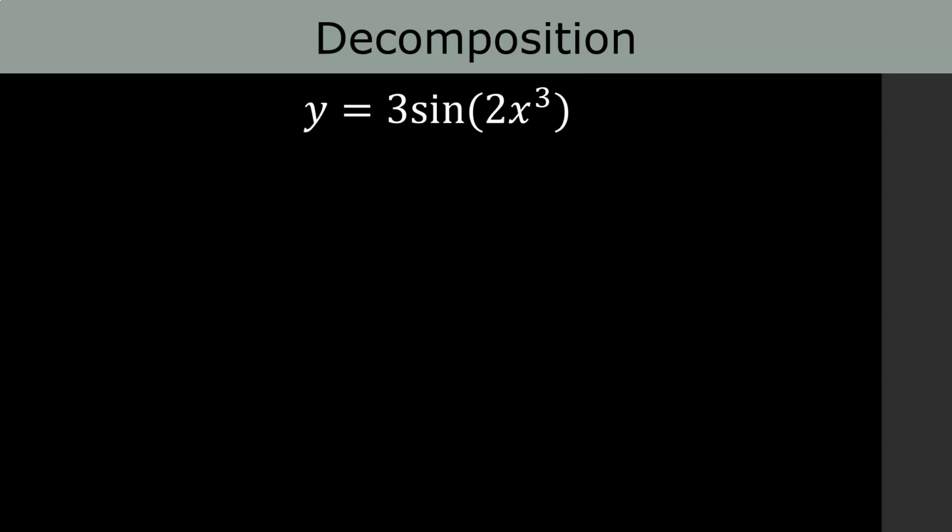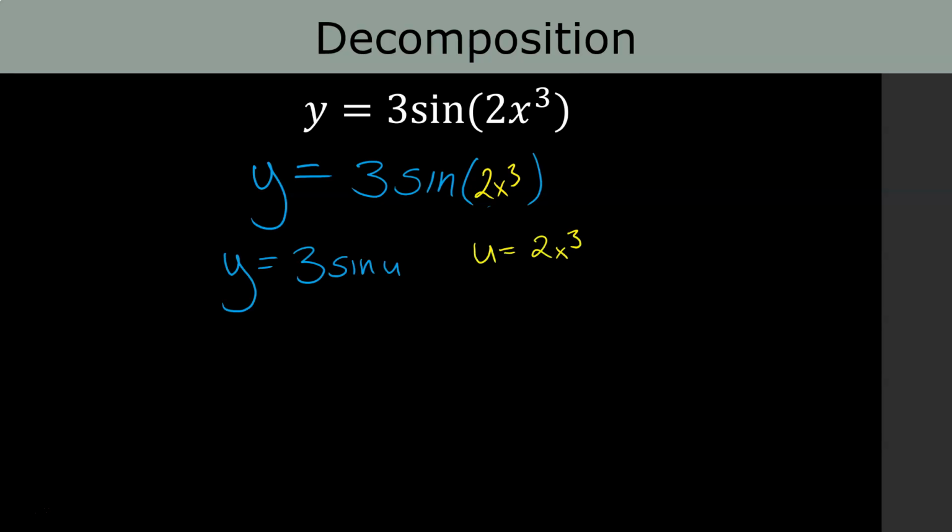So what's the innermost function here? Well, if you read that, 3 sine of 2x cubed. I guess you could say there's a multiplication by 3, but really we're talking about input. So 2x cubed is the input to sine. So we're going to say u is 2x cubed. And we're going to rewrite y as 3 sine of u, or 3 sine of something, where that something is 2x cubed.